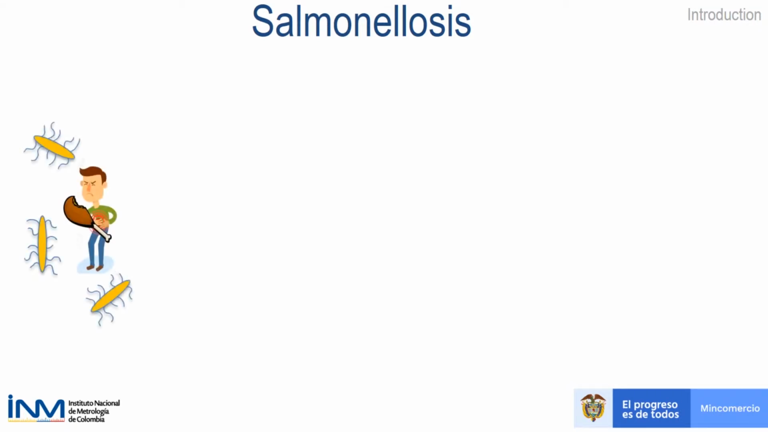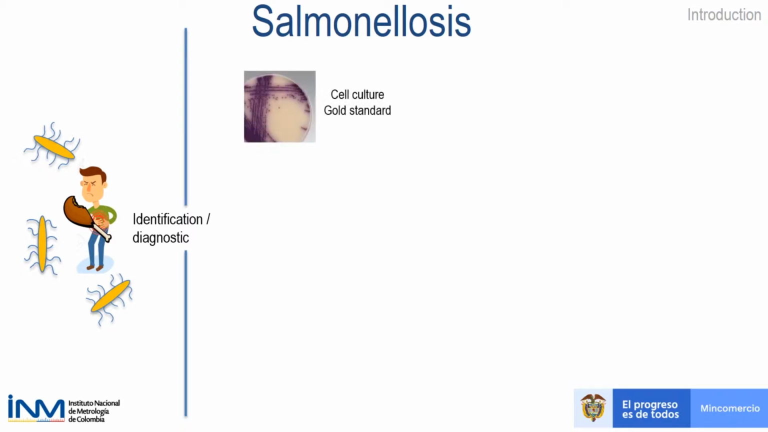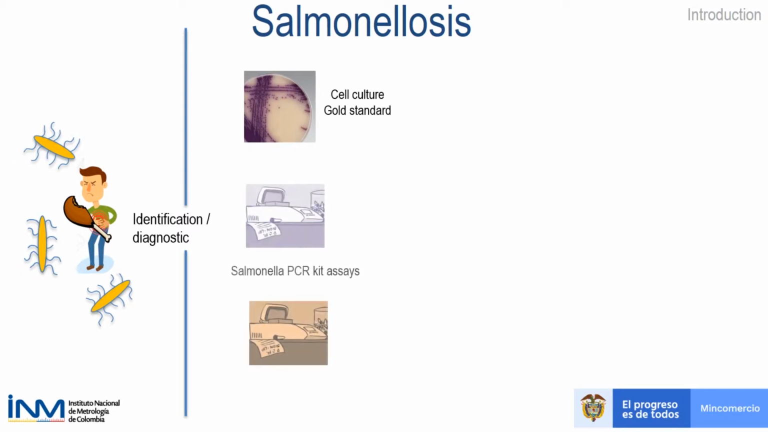Salmonellosis is one of the most common human foodborne diseases produced by members of the Salmonella genus. According to WHO, it is estimated that it affects millions of people around the world, especially children and elderly people, causing more than 100,000 deaths per year.